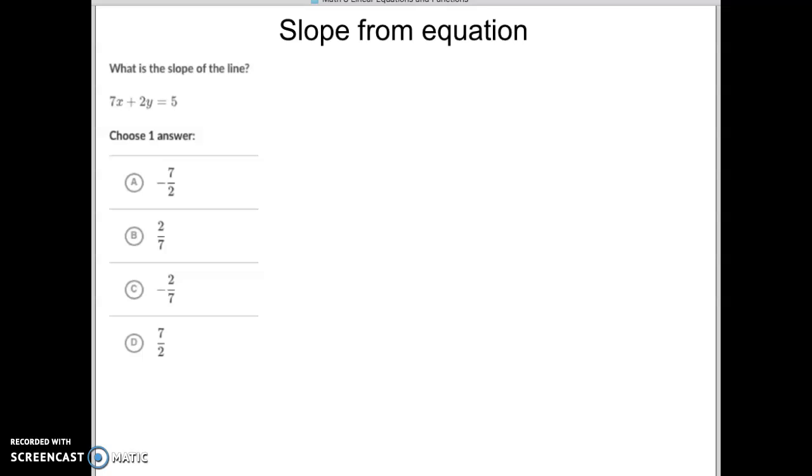And so here's what we need to do. First of all, one little rule. To get your slope from an equation, we need to get this y term all by itself, which means I need to get rid of this positive 7x.